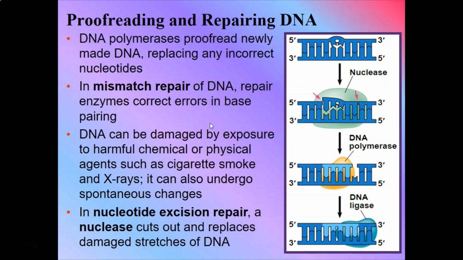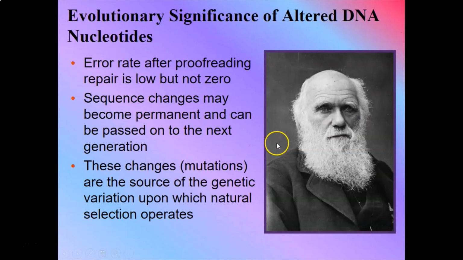So, nucleotide excision repair: a nuclease cuts out and replaces damaged sections of DNA. For example, over here you can see we have a problem, and here we go. This would be an endonuclease that cuts out the bad part, and DNA polymerase fixes it, and then ligase comes in and seals the deal, creating those phosphodiester covalent bonds again. Now, the error rate after proofreading repair is low but not zero.